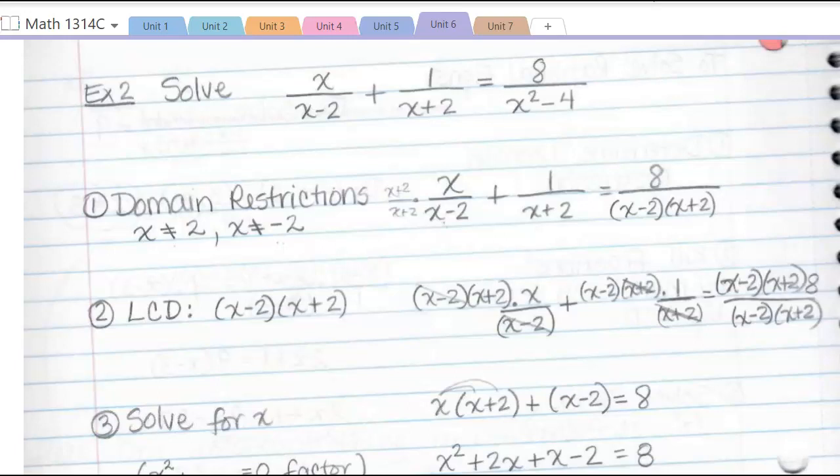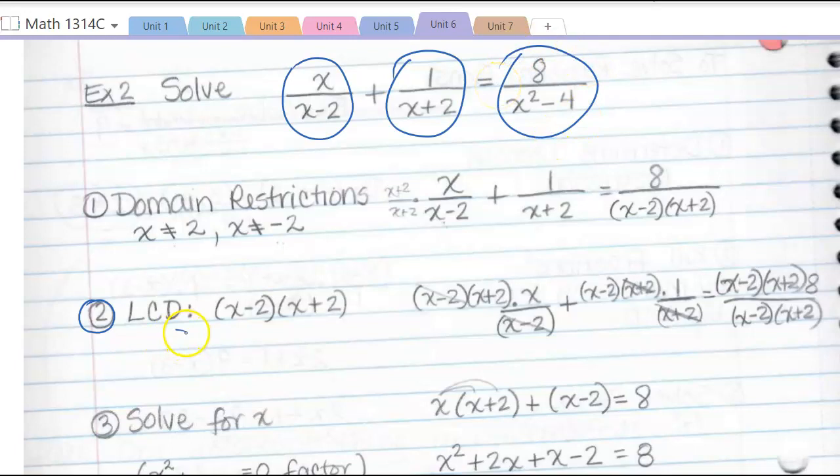For step number 2, our job is to find the LCD, because what we want to do is to be able to multiply every single one of these three terms by the LCD in such a manner that we'll get rid of every single denominator. Well, we know that if we multiply this fraction by x minus 2, it will get rid of the x minus 2 in the denominator.